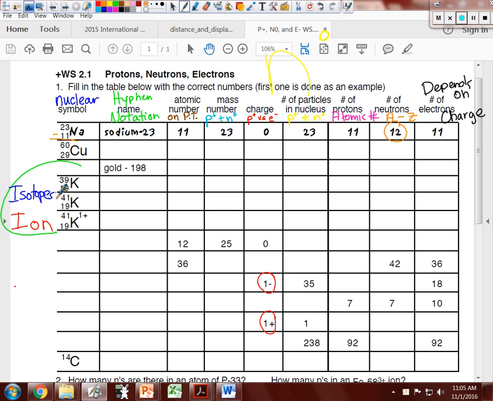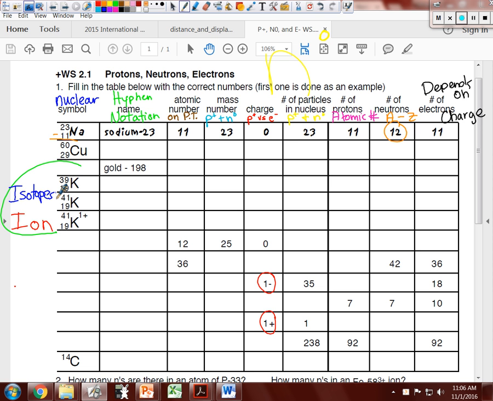Number of neutrons. Because if you change the protons, what do you change? You change the element. If you change the electrons, you change that C word, the charge. If you change the neutrons, you change that M word, the mass. Okay, so that's how we can all relate those things.